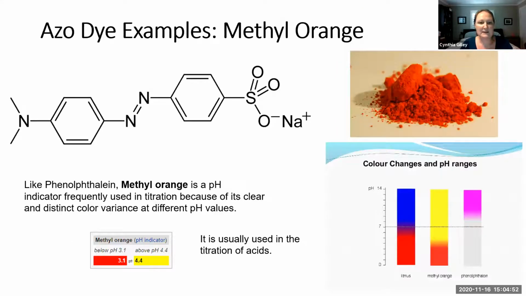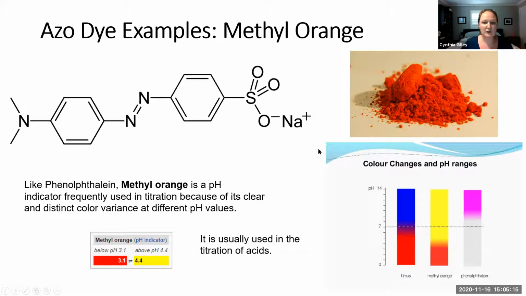Okay, let's talk about some examples of different azo-dyes. The first one here is the structure of methyl orange. Notice the azo linkage and the two aromatic rings. This ring has a dimethylamino substituent, and the nitrogen does have a p orbital, right, with a lone pair inside of it that is extending the conjugation.